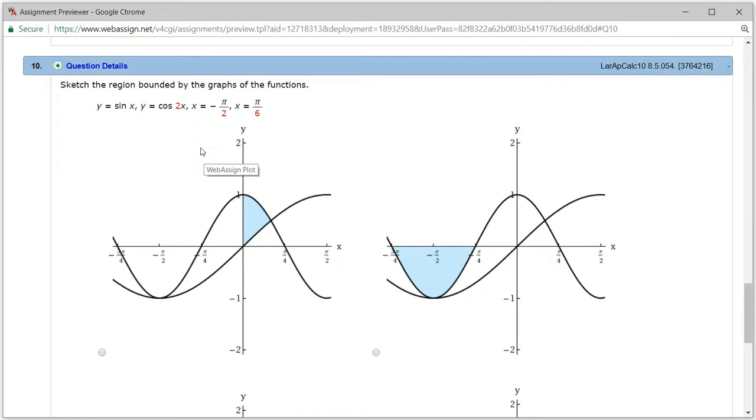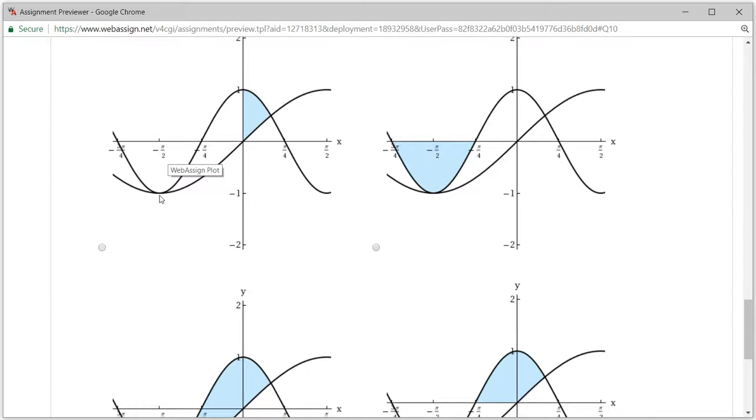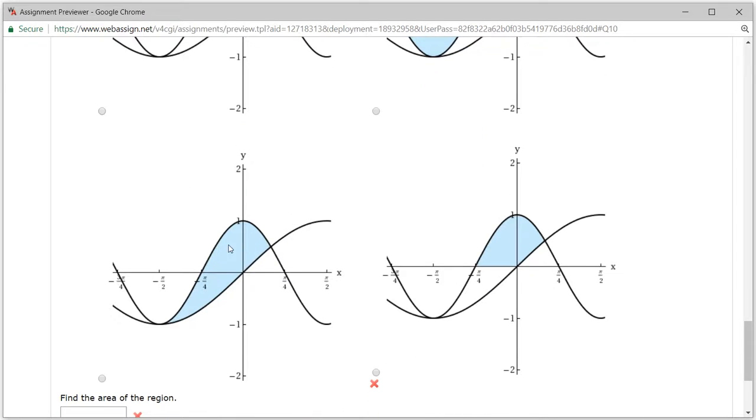Then x is going from negative pi over 2 to positive pi over 2, so you have negative pi over 2 here. It looks like the first one is not shaded in the right place. The second one is not either. And the third one is going from negative pi over 2 to pi over 6. So this looks like the correct picture. In the other one, this part is not shaded. So this is the correct picture.